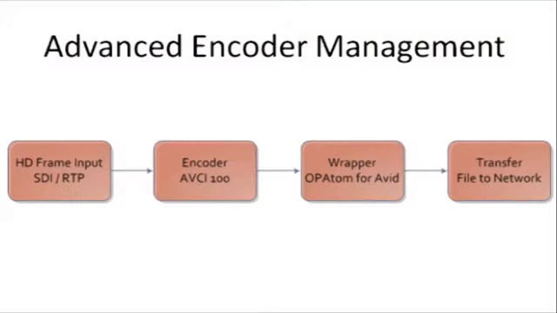So this is the traditional thing that we did when we launched version 1, which is we'd take an HD frame, we'd encode it to AVC-Intra 100, we'd make it an Avid file, and then we'd send it out to the network. And that's cool.